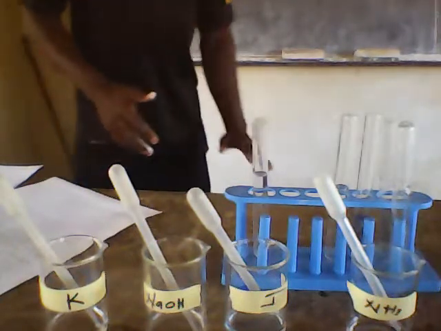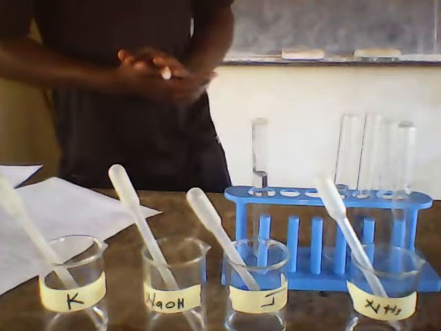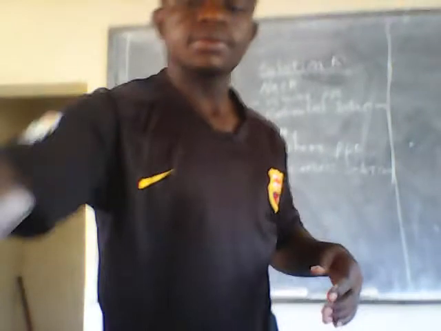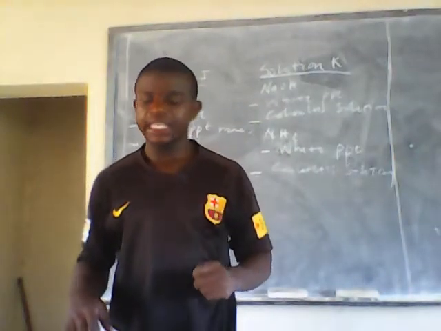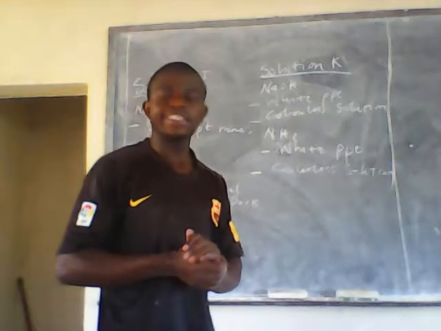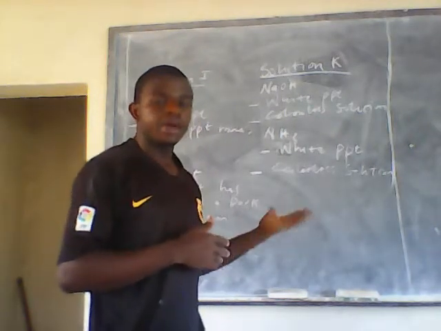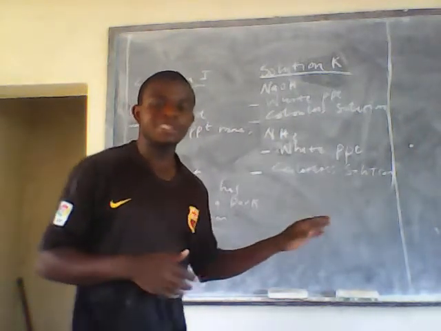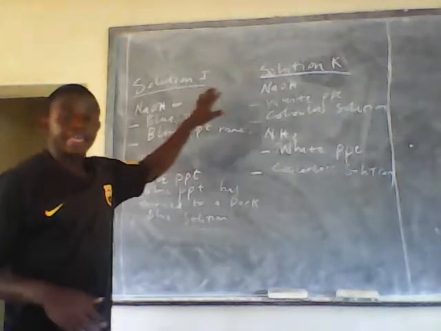So, I'm done doing the experiment. Now I'm supposed to identify the cation present in solutions K and J. And how I'm going to do that, I'm going to use the qualitative analysis table, and I'm also going to use my observations.